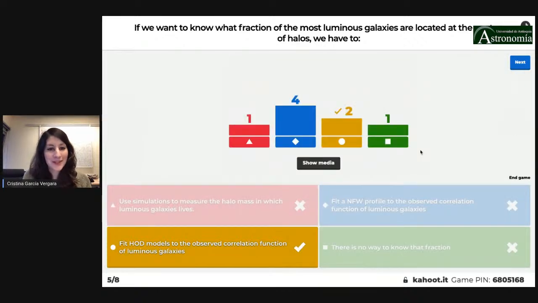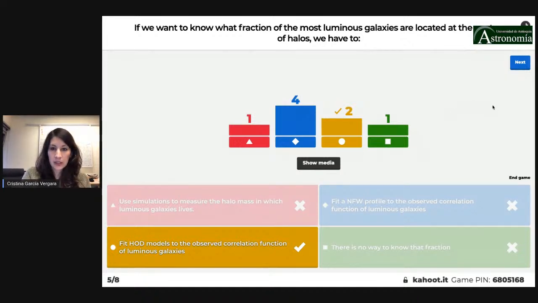Okay, well, you replied to this quickly. The right answer was fit HOD models to the observed correlation function of luminous galaxies, because I already showed you with one example that, using HOD models, we could learn what was the fraction of satellite galaxies for the case of red and blue galaxies, for example, that we use to interpret our observations. Then in the case in which we want to know that fraction for the most luminous galaxies, we need to measure first the correlation function of that population, and then compare with HOD models.